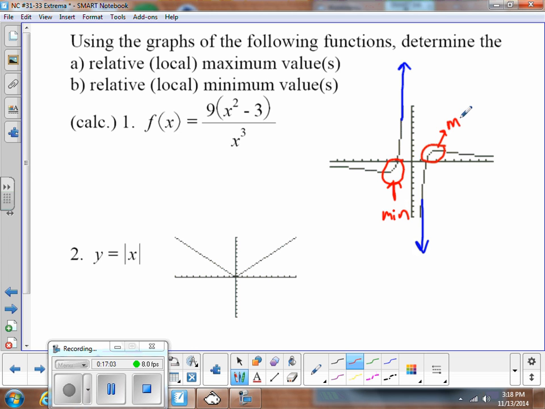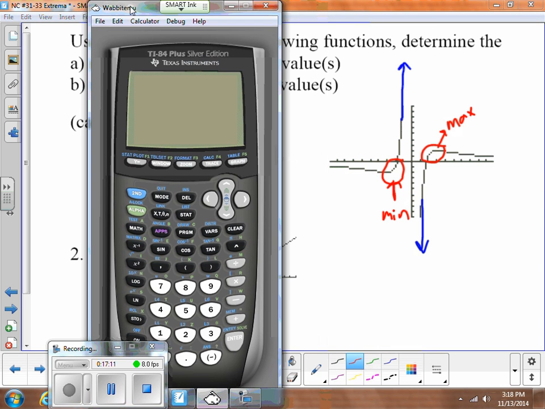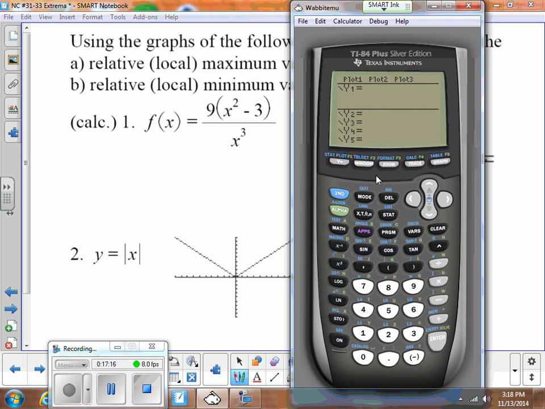And how would I find those values? If we're doing it through the use of the calculator, I'd go through the same steps that I went through before. First thing I would have to do is plug this function into the calculator: 9x squared minus 3, over x to the third. If I plug this in and graph it, I can see where there's a relative max and minimum value.